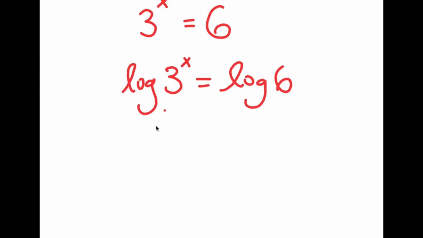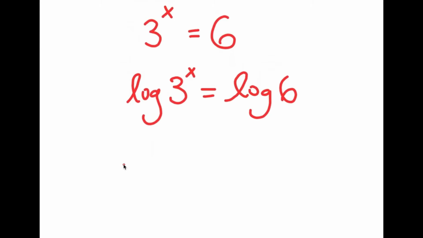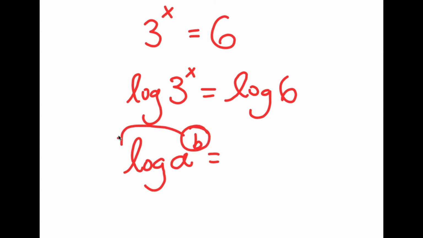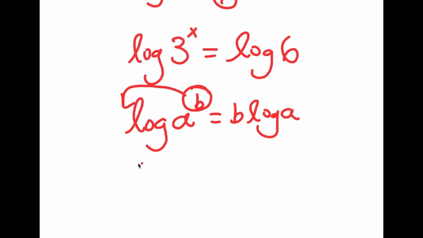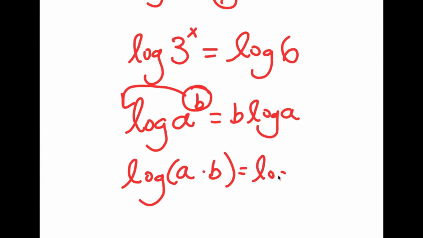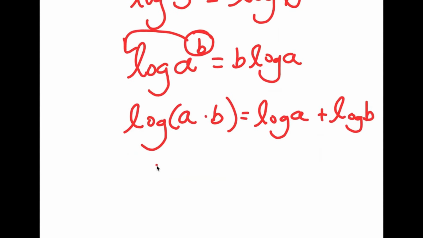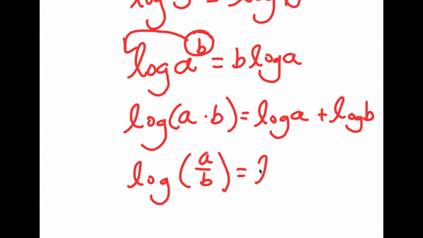And there are actually 3 important logarithmic properties that you guys should know. So the first one is that if I have something in the form log a to the power of b, I can move this exponent b to the front. So this is going to equal b times log a. The second one that you guys should know is that if I have something in the form log of a times b, this is going to equal log a plus log b. And finally, if I have something in the form log of a over b, this is going to equal log a minus log b.